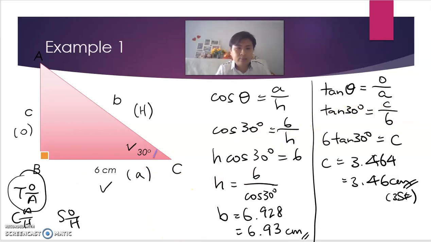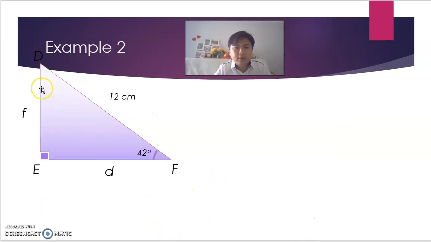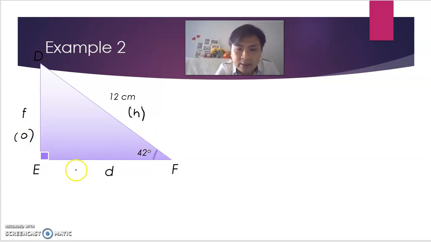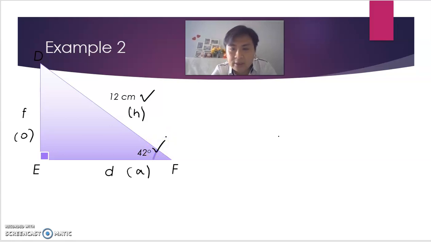Let's go on to look at example 2. Now we have another right angle triangle, triangle DEF. And our objective now is to find the unknown value of D and the unknown value of E. So let's label the triangles first. We always start with the longest length. So this is the hypotenuse, right? And this is our marked angle. So this side will be our opposite, and this side will be our adjacent. Now identify your given length. So 12 cm is the given length. Identify your given angle. 42 degree is the given angle.